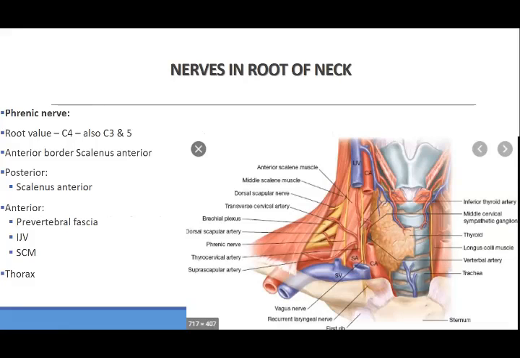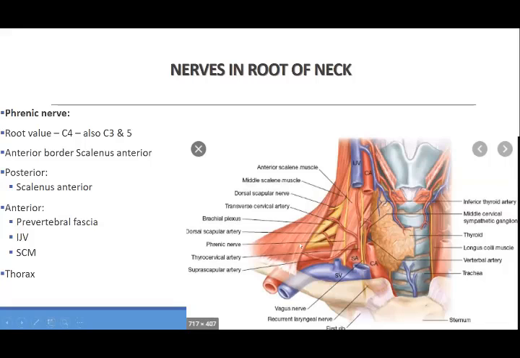Now let us come to the phrenic nerve. The phrenic nerve is the sole motor supply to the diaphragm. It also gives sensory branches to the diaphragm, but it is the sole motor supply of the diaphragm. Let's see the phrenic nerve here. Which one is it? The phrenic nerve is this. This is the phrenic nerve running on the anterior surface of the scalenus anterior, going from the lateral side to the medial side. All the other nerves in the neck run from medial to lateral.